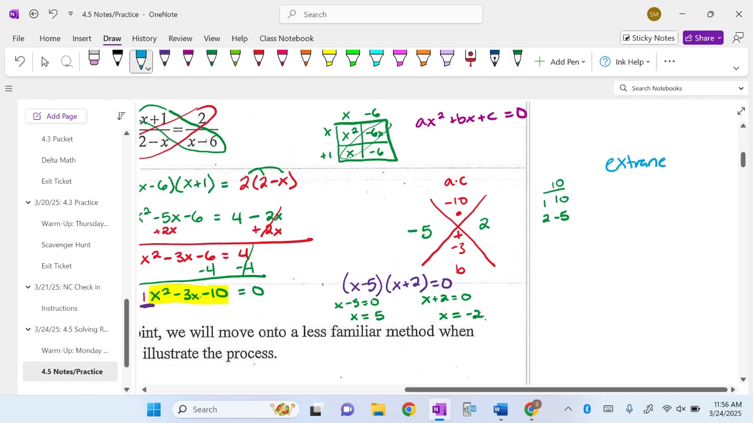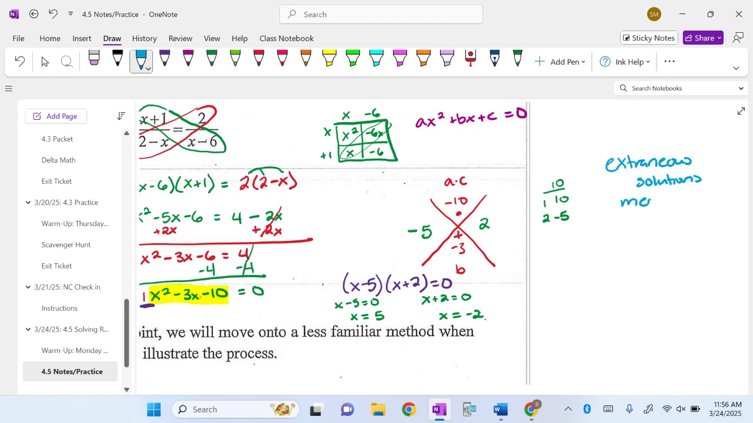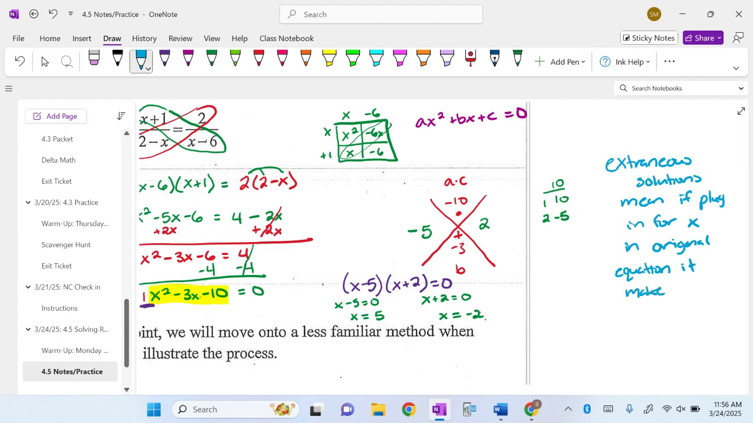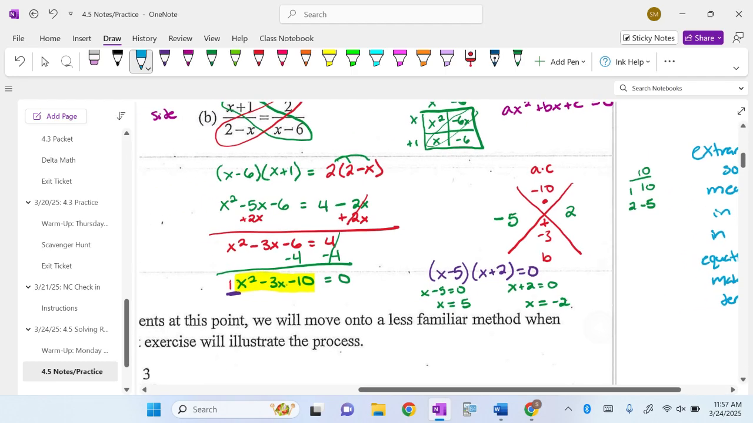Extraneous means if you plug it back in for x in the original equation, it makes a denominator equal to 0. All right. And we know that no denominator can be 0. So in reality, we just got to plug those two values in for x into the denominators. So just a quick plug in.